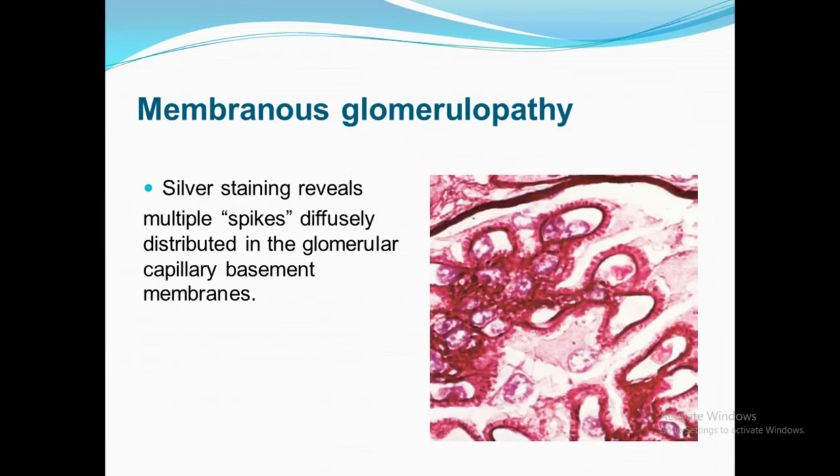Here we use a special stain, silver stain, to see the thickened basement membrane, which is stained dark. This is the thickened basement membrane, so it is membranous glomerulonephritis. In addition to that, we have spikes. Here we have the spikes shown by silver stain, so we have thickened glomerular basement membrane and the spikes. This is membranous glomerulonephritis, which is one of the causes of nephrotic syndrome.